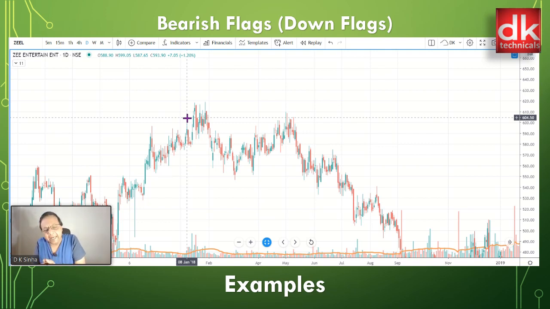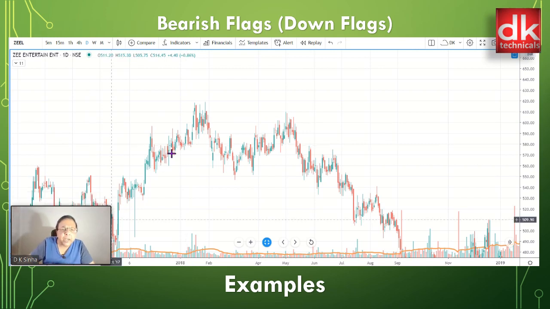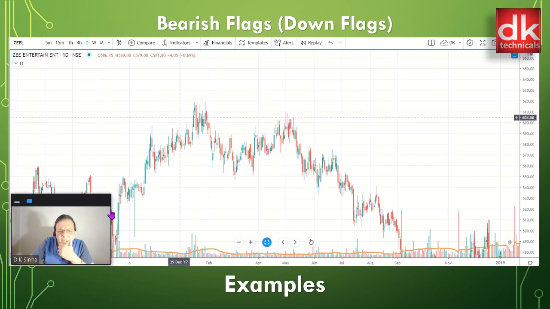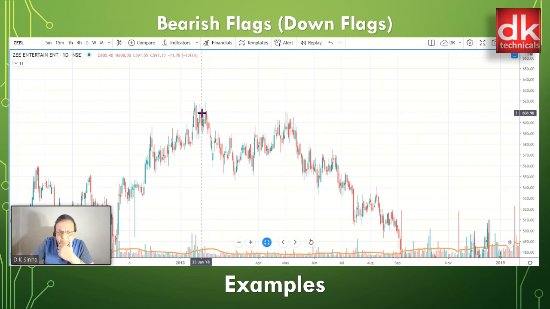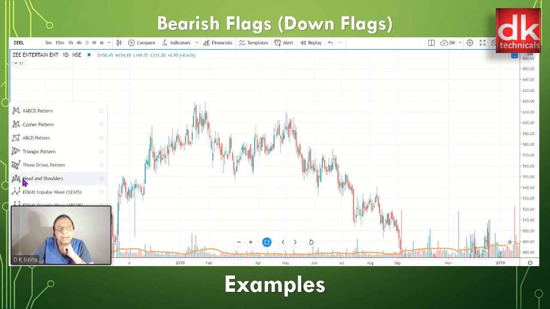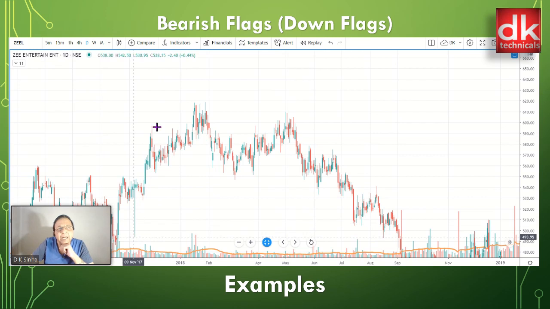So friends, let us now understand conceptually all about bearish flags, which are also known as down flags. So friends, this was an uptrending market. This is the price chart of Zee Entertainment. And what we can see here is, after this markup phase, the price failed to make a new high. The first signal was given here, and then we can see whether we can find a reversal chart pattern. So friends, I am drawing the reversal chart pattern.